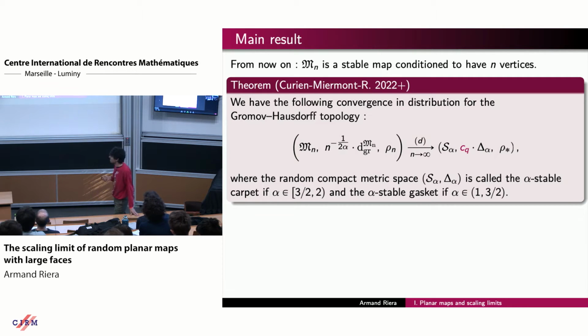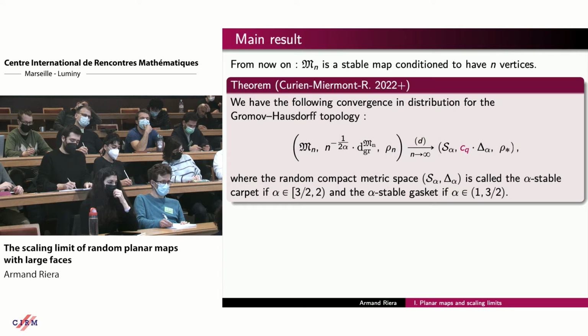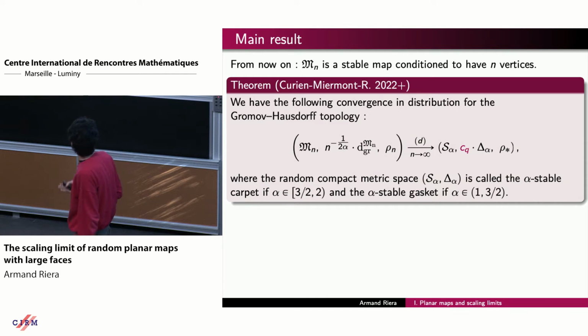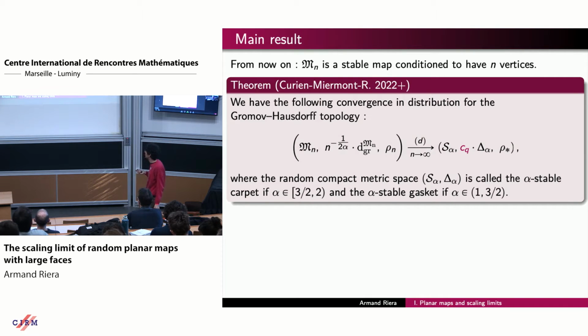Okay, and here again, S alpha is the set of points, delta alpha is a metric on this space, and rho star is just a root. And here I have added a constant CQ because the scaling limit in some sense depends on the model that you are considering, but just through this constant here, that depends in an explicit manner, but I'm not going to give the definition here, and I will take just C equals 1 because it doesn't change anything, it only multiplies distances.